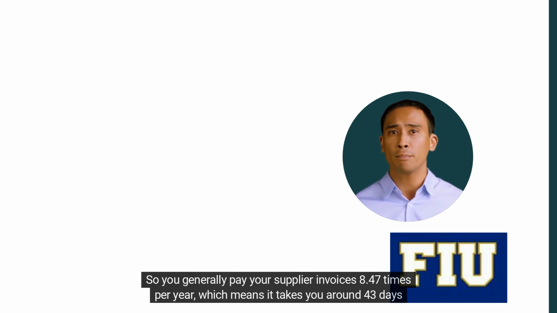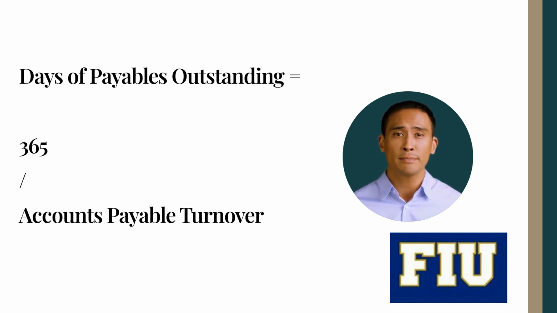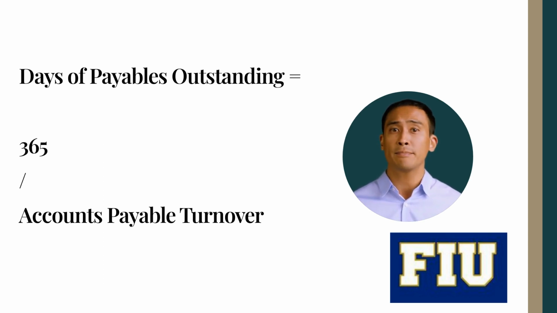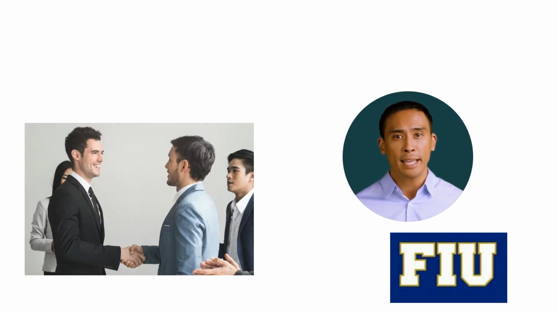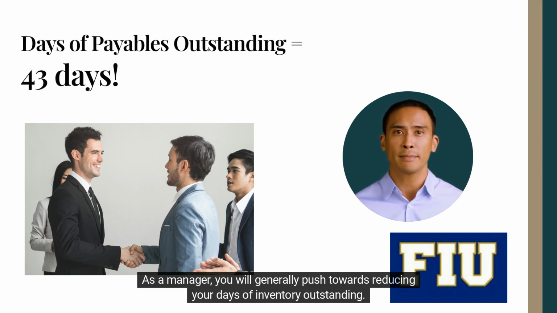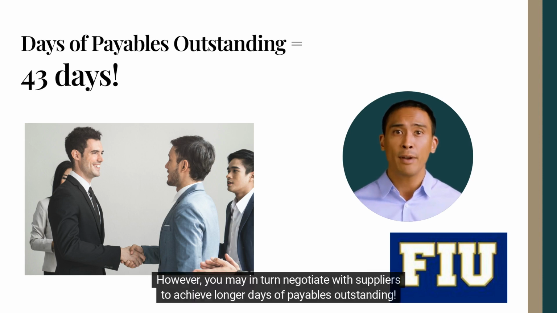So you generally pay your supplier invoices 8.47 times per year, which means it takes you around 43 days to pay your suppliers. This quick calculation of the number of days you'd take to pay your supplier invoices is called days of payables outstanding. It is actually a highly relevant ratio. As a manager, you will generally push towards reducing your days of inventory outstanding. You will also try to reduce your days of receivables outstanding. However, you may in turn negotiate with suppliers to achieve longer days of payables outstanding.